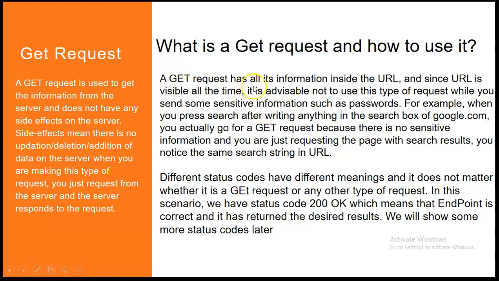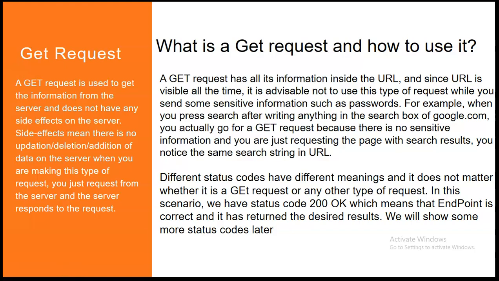A GET request has all its information inside the URL. So it is not advisable to pass any sensitive information in the URL, like a password. For example, when you press search after writing anything in the search box of google.com, you actually go for a GET request because there is no sensitive information and you are just requesting the page with search results. You notice the same search string in the URL.